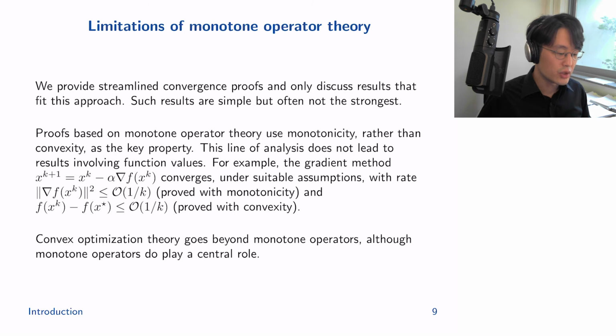So convex optimization theory does go beyond the use of monotone operators. To establish the strongest results, you really do need to go beyond monotonicity and also use convexity. However, primarily considering monotonicity is going to be a useful first step. And in any case, the use of monotone operators, the use of monotonicity, does play a central role in the analysis of convex optimization algorithms.